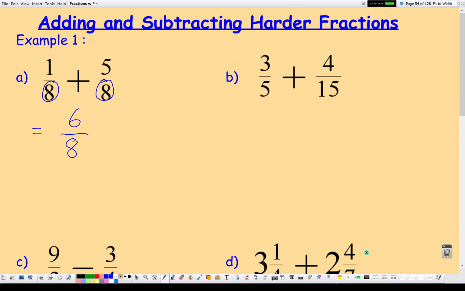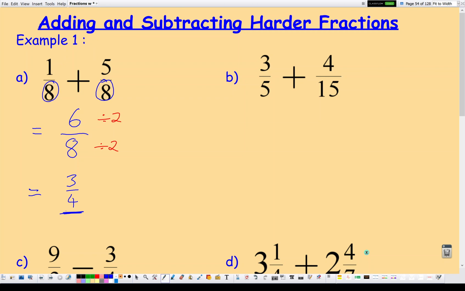And I am not finished at this stage, because I always need to leave a fraction in its most simplified form. So please always remember, look at your fraction and think, can I divide it by 2, top and bottom? Can I divide it by 3, for example? Make sure you do that to finish off. 6 and 8 are both in the 2 times table, so we must divide them by 2. So 6 over 8 becomes 3/4. Okay, that's the first one, which I'm sure none of us would have any difficulty with.